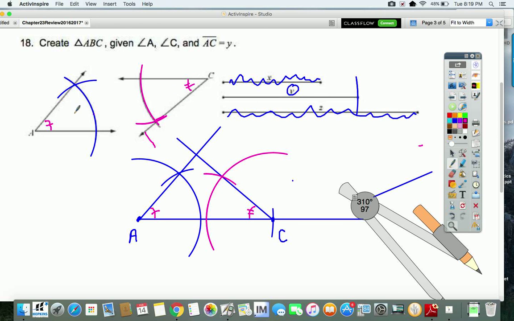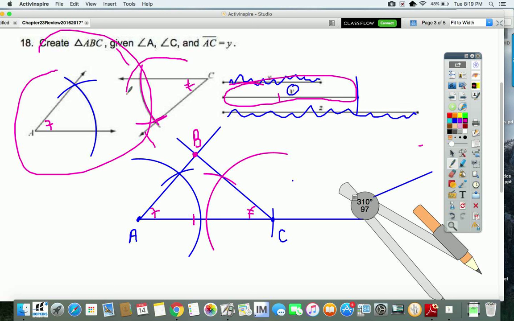So I have angle C the same, I have angle A the same, and Y, if I make a mark here and there, those are the same. And then I have to label this point. It's supposed to be ABC, so this top vertex has to be vertex B. So what I've done is I've created a triangle with the three parts that were given: angle A, side Y, and angle C. I copied two angles and I copied a segment. And leave all of the arcs there. I need to see the arcs when you get to the test.